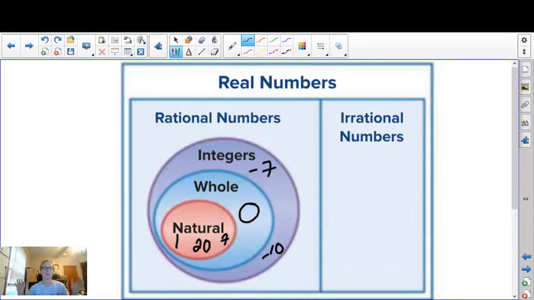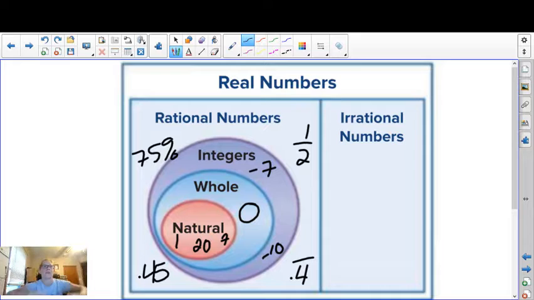Next, we go out to rational numbers, and we've seen rational numbers before. That's things like a half and say 75%, and decimals like 0.45 and repeating decimals like 0.4. So that's one kind, about 75% of my real numbers.